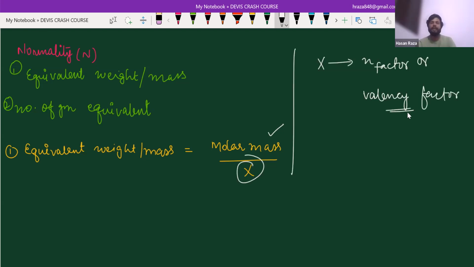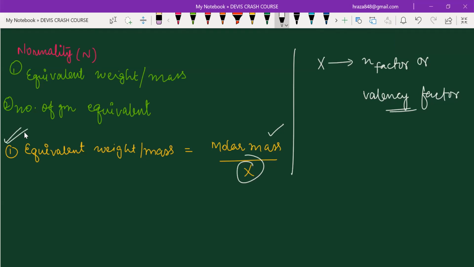What is this x? First you are going to write this formula, and then let me know. I'm going to make a chart of this x and we will discuss this. Very easy.